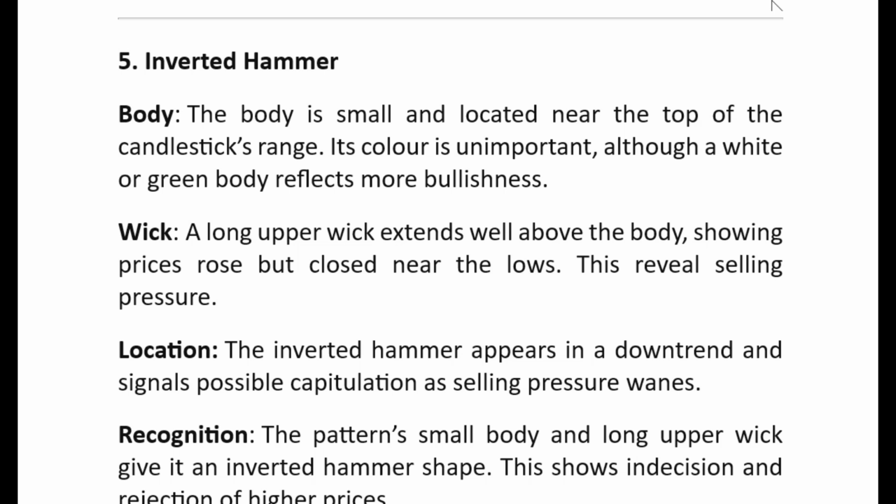The next is the inverted hammer candlestick pattern. This is exactly opposite of the hammer pattern. It is formed by a candle which has a small body with no lower shadow and a long upper shadow, at the bottom of a downtrend. In this pattern the upper shadow should be at least twice the size of the real body.